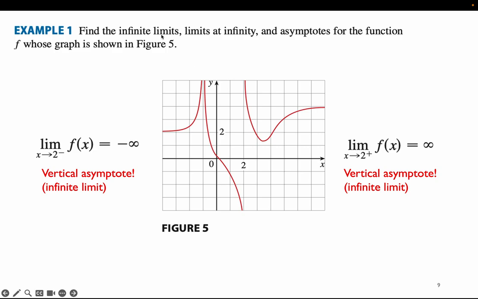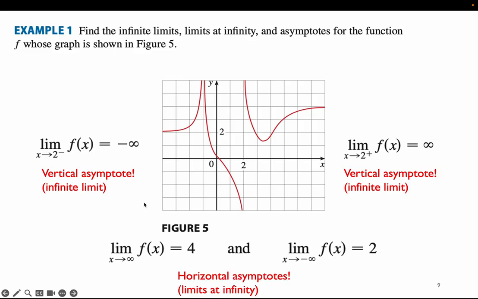So that's infinite limits. Today we talk about limits at infinity, meaning that I'm going to go towards infinity, either positive infinity or negative infinity, and we want to know what the limit is as I do so. So that's today's lecture, which is about horizontal asymptotes. So now let's try it.